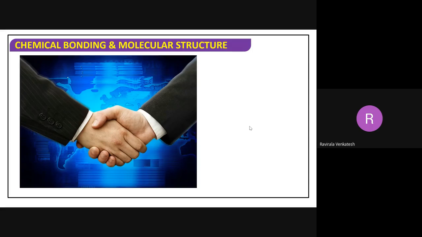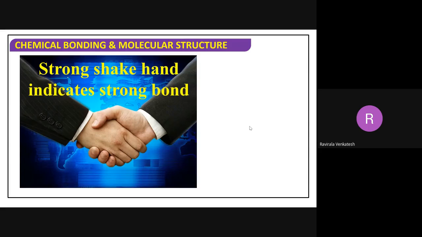If you observe this one, this is a handshake, right? A strong handshake, which indicates what happens: strong. When you have a handshake, that is very strong. That means both are very good friends, isn't it? If they are very good friends, what happens? They're having high, strong bonding actually.